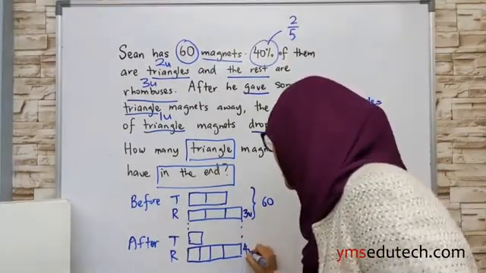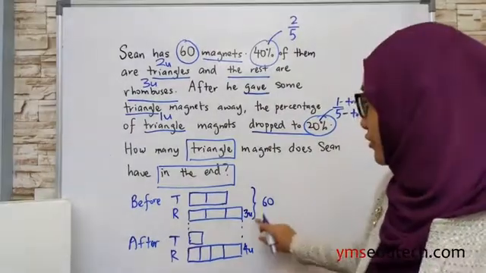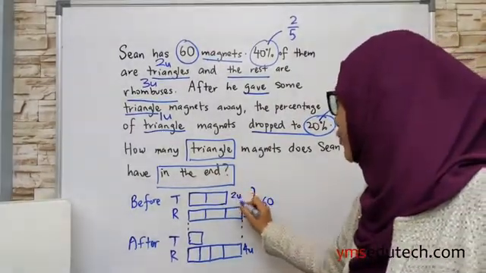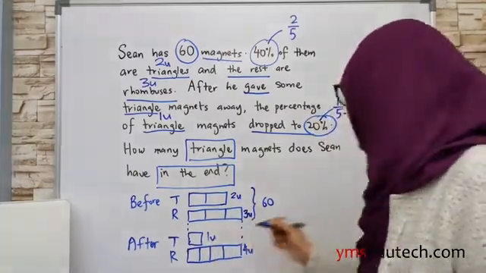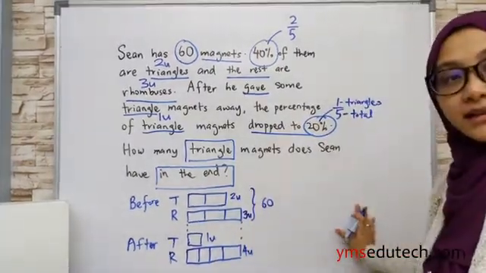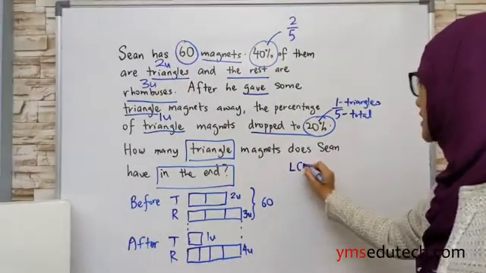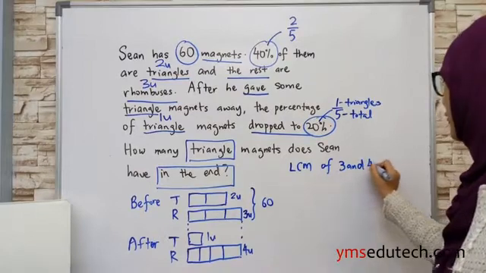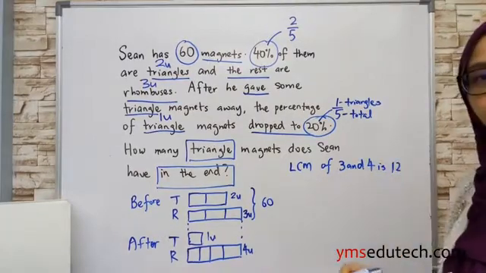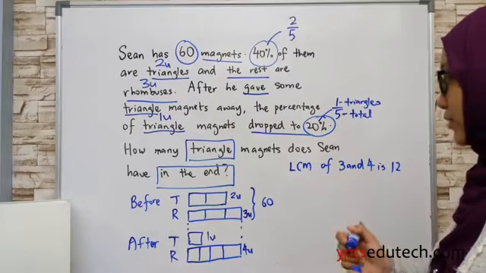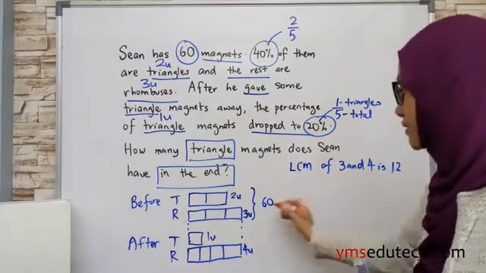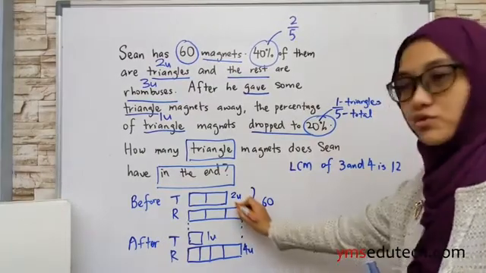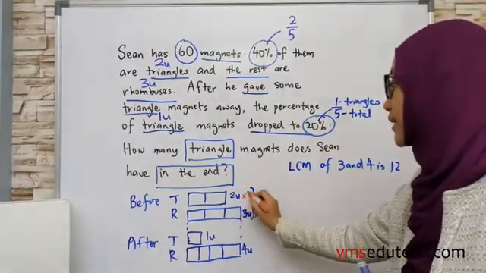So what do we need to find? We need to find the lowest common multiple of 3 and 4. What is the lowest common multiple of 3 and 4? 12. So the LCM of 3 and 4 is 12. To make the 3 units become 12, I have to multiply by 4, and I have to do the same to the triangle. I must also multiply by 4.